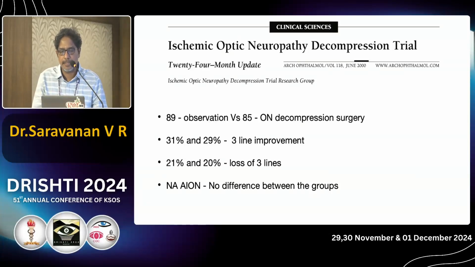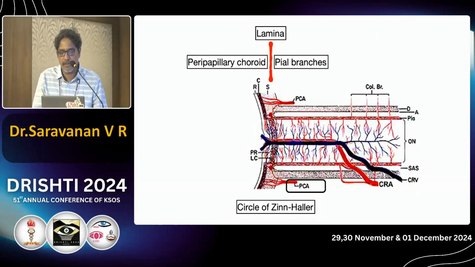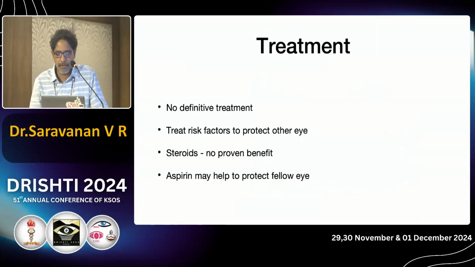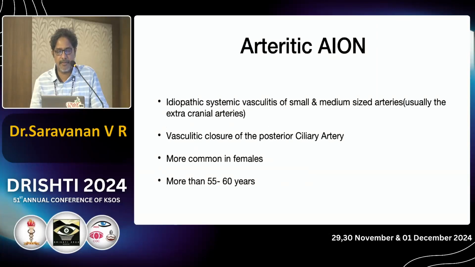And the decompression trial showed that it was not very helpful. Initially, during my PG days, there was a lot of interest in decompression for NAION, but again it turned out to be not a very definitive treatment. Right now we don't have any treatment, but addressing the systemic risk factors and probably taking aspirin also can help prevent the other eye getting affected.